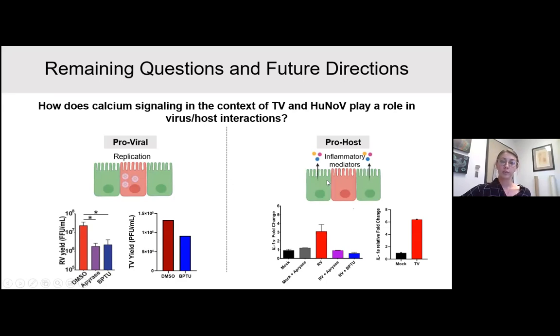On the other hand, if we look at pro-host effects in the production of cytokines and different types of inflammatory mediators, we know that in rotavirus infection, certain cytokines such as IL-1 alpha are initially upregulated during infection. But again, if we block the ADP P2Y1 signaling, then we see significant reductions in these cytokines. And while I haven't done the apyrase and BPTU treatments for Tulane virus infection yet, the same type of cytokines that are dependent on purinergic signaling are also upregulated in Tulane virus. I'm showing data for IL-1 alpha here, but this is also the case for other inflammatory mediators like COX-2 and iNOS.